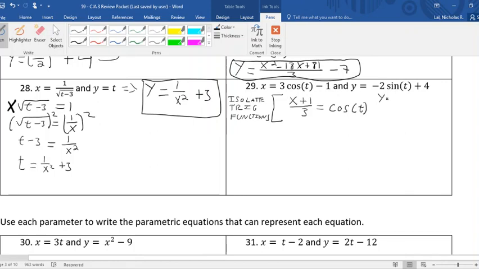Y minus 4 over negative 2 is going to equal the sine of t. Now, after I isolate the trig functions, apply the Pythagorean identity.